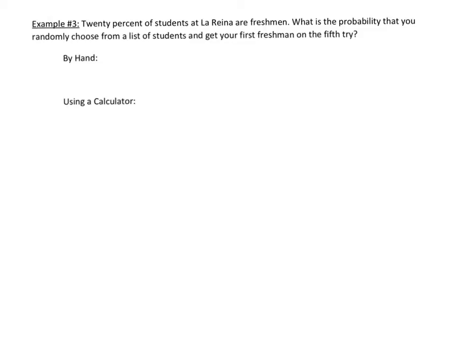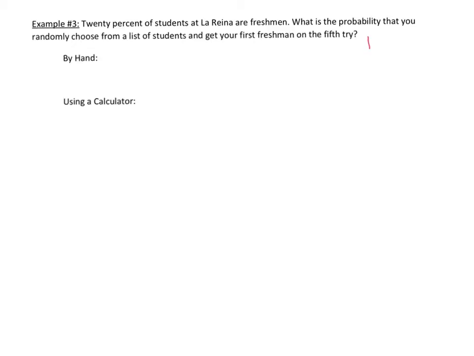So let's try another example that has to do with geometric probability. We know that about 20% of students at Lorena are freshmen. What's the probability that you randomly choose from a list of students and get your first freshman on the 5th try? So let's do this by hand first.